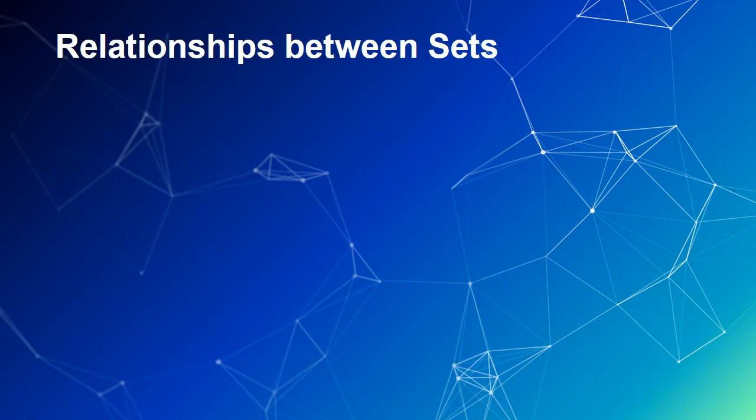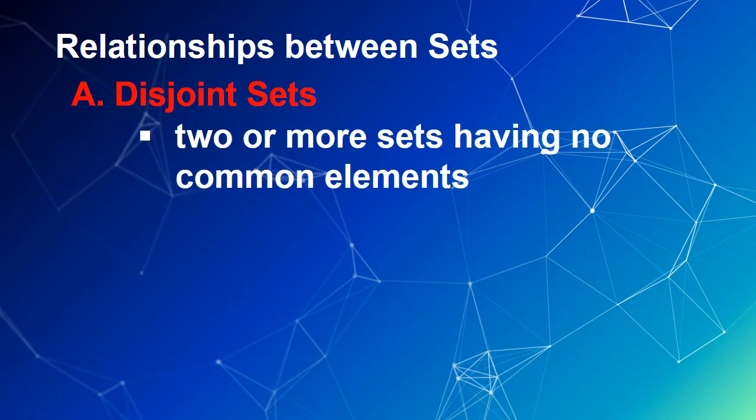Before we proceed with the operations, you should be familiar with the relationships between sets, so you can recognize the different classifications of sets according to their groupings. Let's say, for instance, we have disjoint sets. This is the first type of relationship. These are two or more sets having no common elements, which means these two groups are entirely different. A member of one group is not present in another group. They are isolated, entirely different.